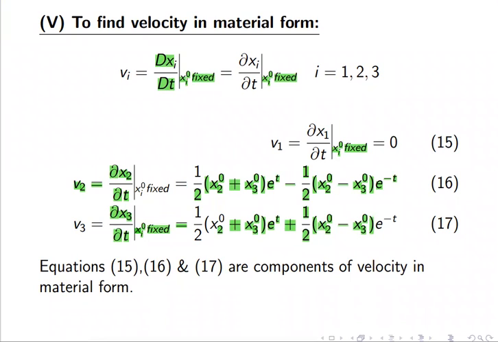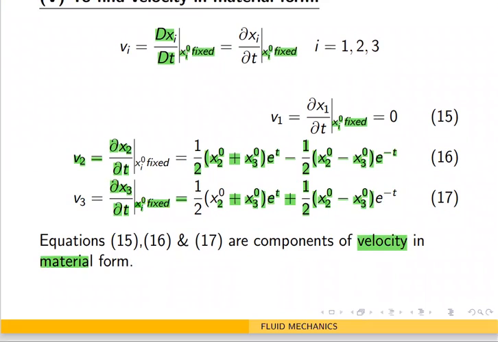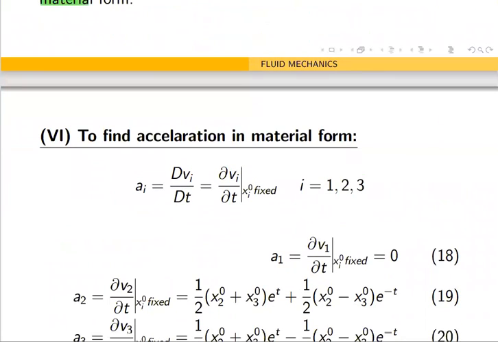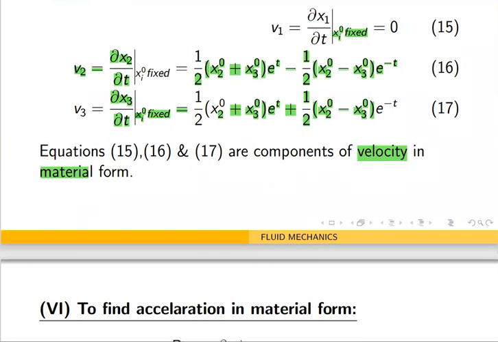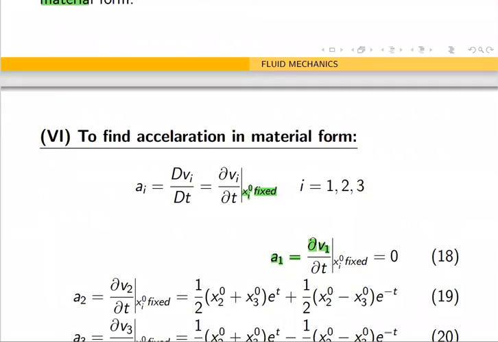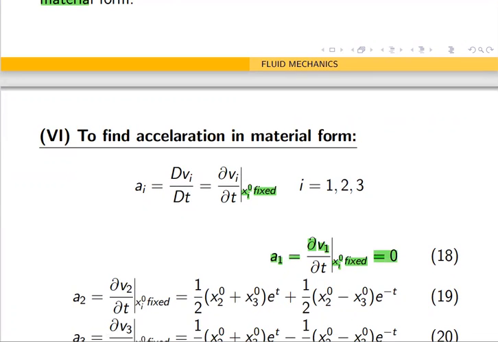So 15, 16, 17 are components of velocity in what form? Material form. Now, when we have the material form velocity, we can easily find the acceleration in the material form. So Ai is nothing but dou Vi by dou t with xi naughts fixed, i equal to 1, 2, 3. What is A1 now? Take V1. V1 from 15 is 0. So A1 is dou V1 by dou t with xi naughts fixed. Since V1 is 0, it is 0.